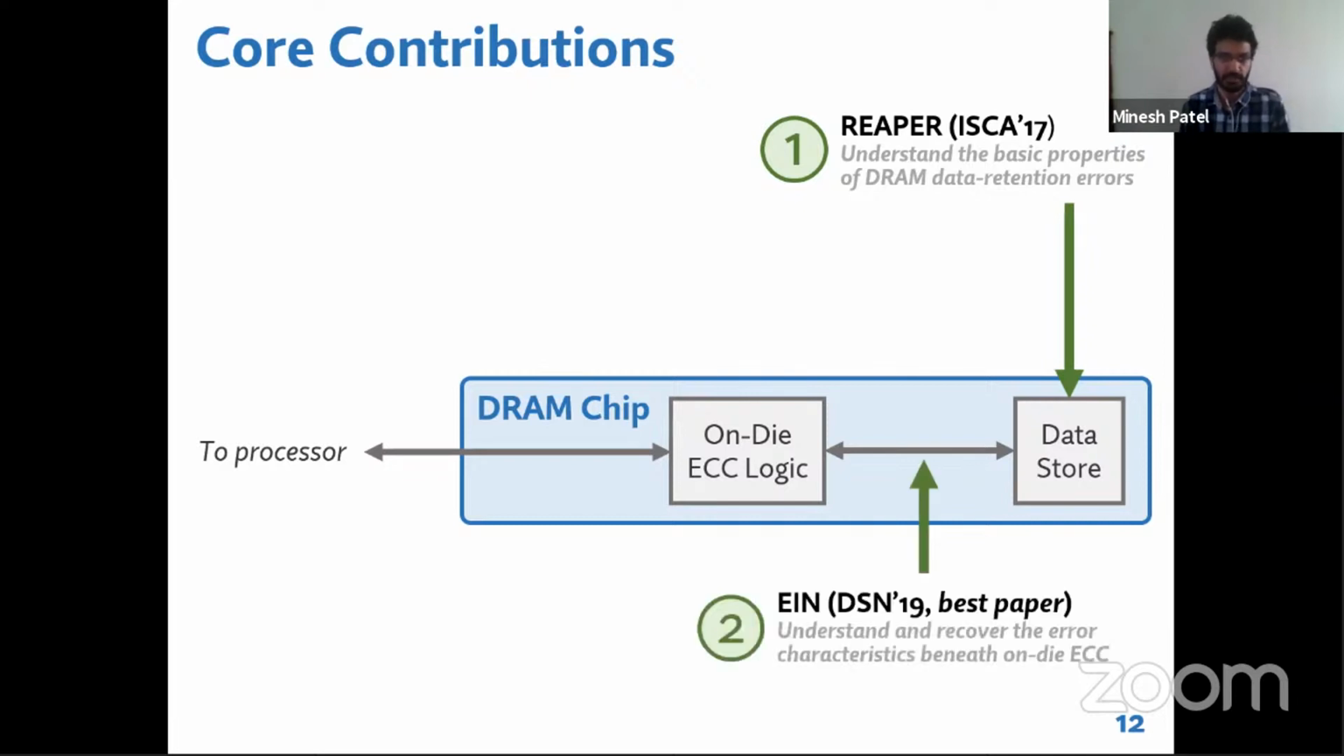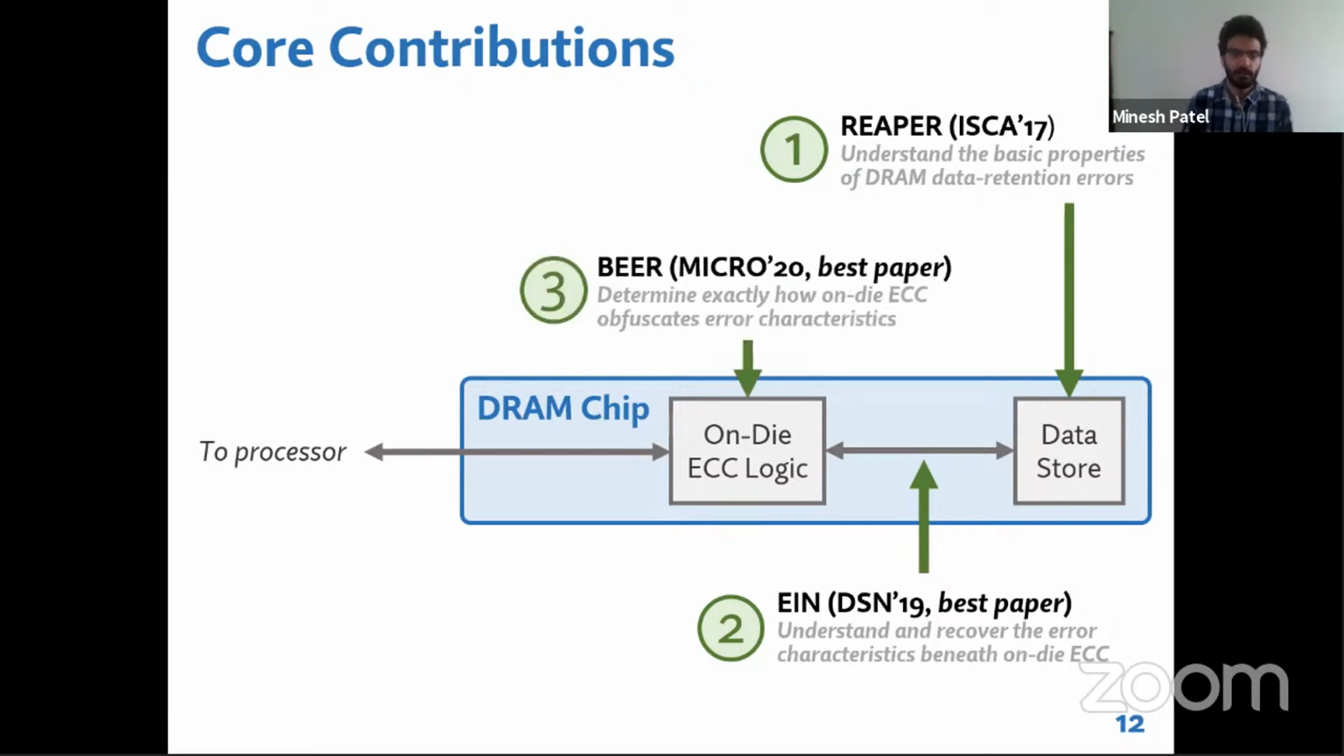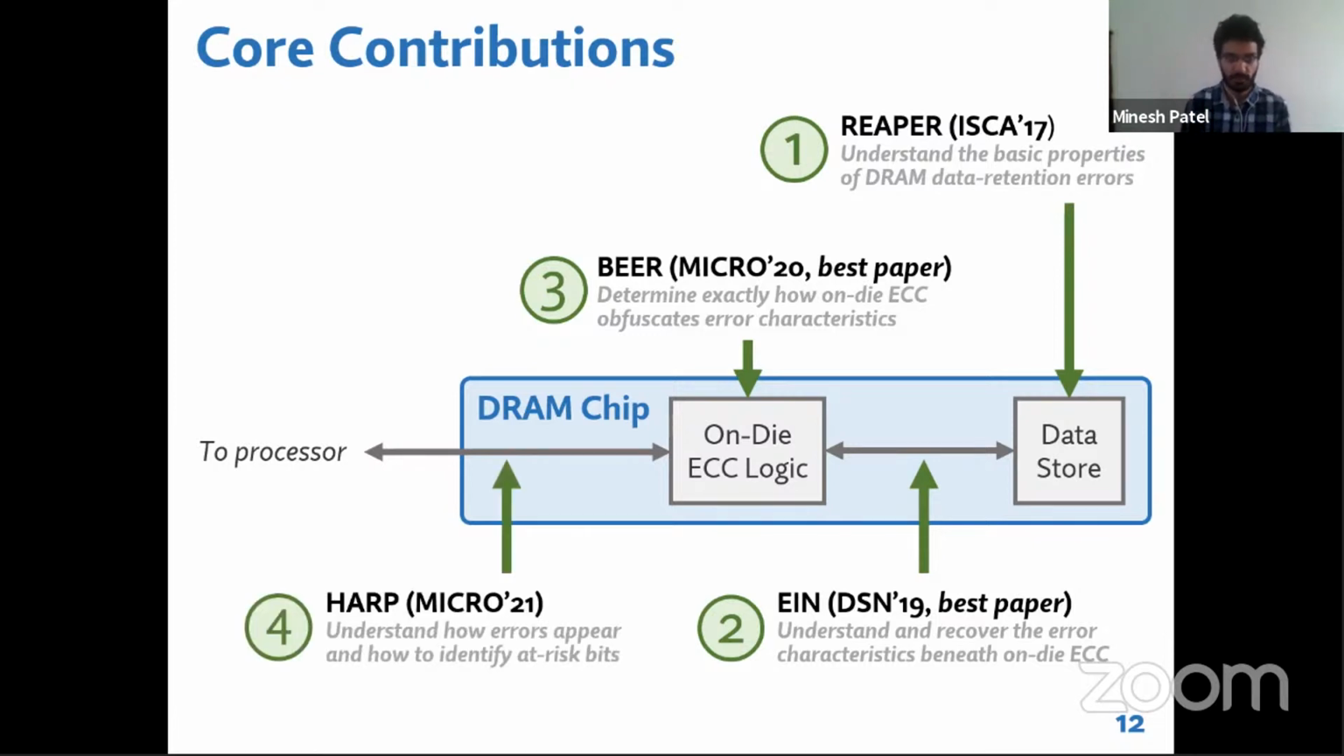Our second contribution is Ein, which focuses on the interface between on-die ECC and the data store, where the error characteristics are hidden, but they're unaffected by on-die ECC. This work uses statistical inference to recover those characteristics, despite not being able to directly observe them. Our third contribution is Beer, and this focuses on the on-die ECC logic itself. This work develops a technique to determine how the on-die ECC logic works, which describes exactly how on-die ECC performs this obfuscation. Our fourth contribution is HARP, which focuses on how errors appear to the processor.